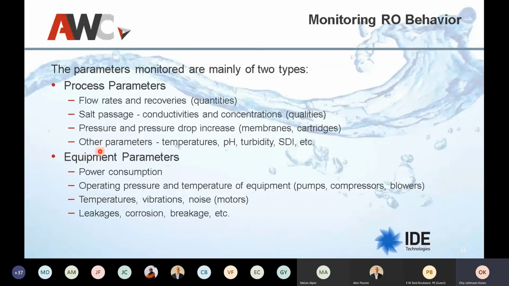And just monitor that we're working at other parameters, like the turbidity and SDI, that are an indication of the proper pretreatment, and temperature and pH. Temperature is a given, but we just have to know where we are with it, and pH is usually important when we're talking about boron again. And those are the process parameters.